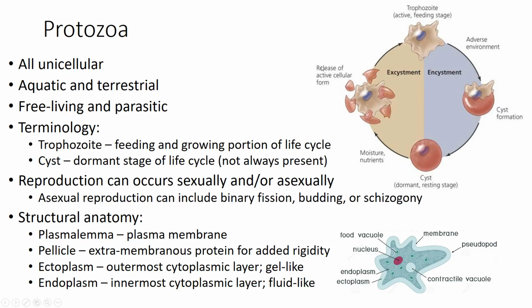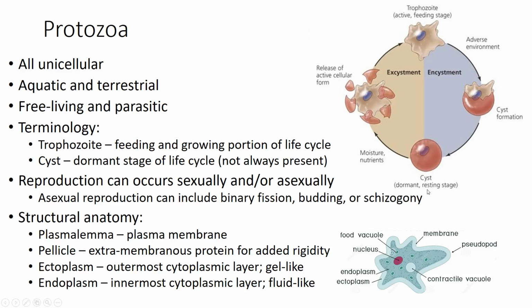The reproductive cycles of protozoa can be anything from a simple binary fission, which is very similar to mitosis, or it can be something as complicated as schizogony. That's this word here. So schizogony is where you have multiple replications of the nucleus at one time, and then that one cell is going to burst and become many, many cells at once.